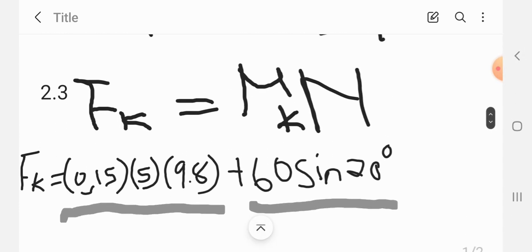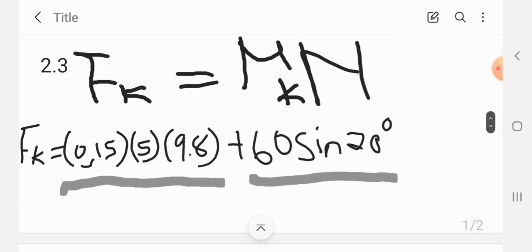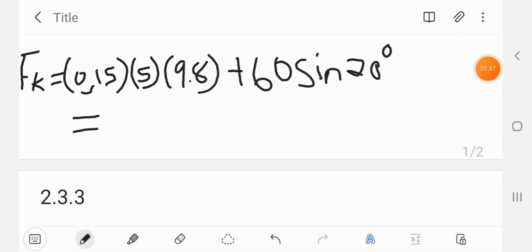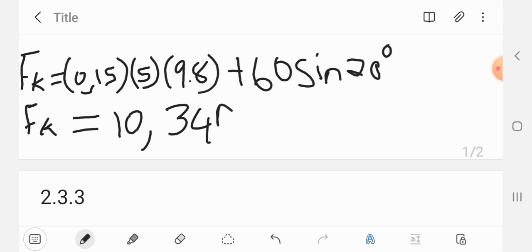Here we have them. So kinetic friction equals the coefficient times normal force. The calculations that I did here are the ones that I just did previously, but we just didn't have the 0.15. So we're adding the 0.15 to complete the whole thing, and I hope you guys are understanding. So when you put that in a calculator, Fk will equal 10.34 newtons.